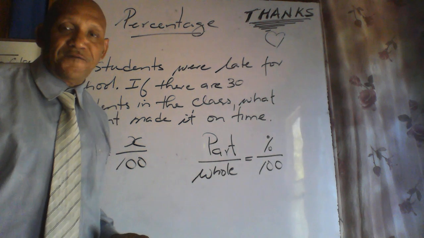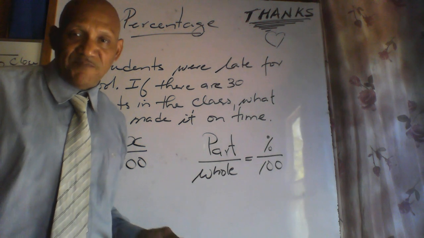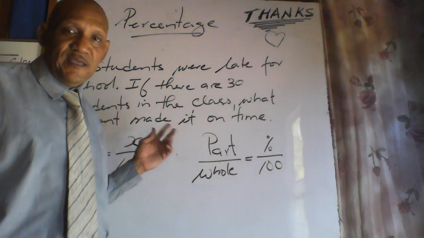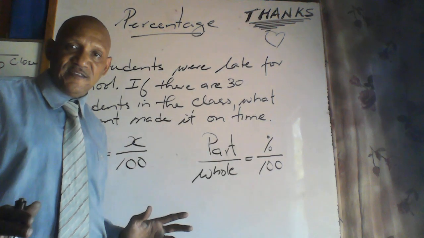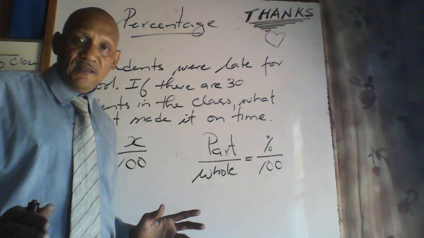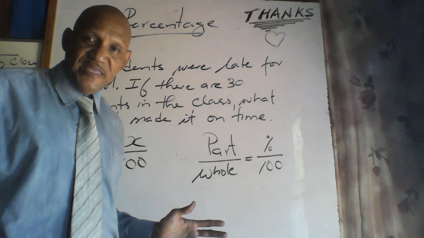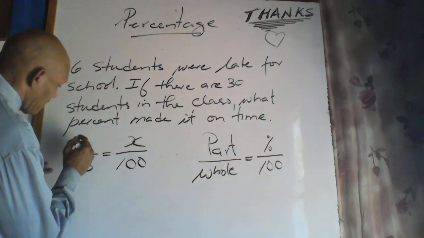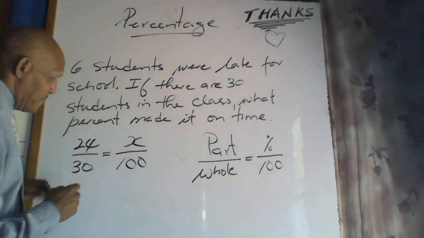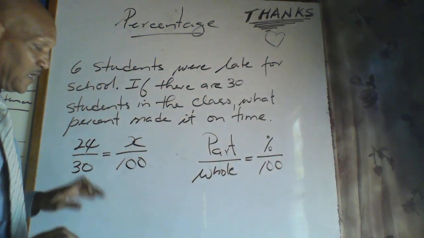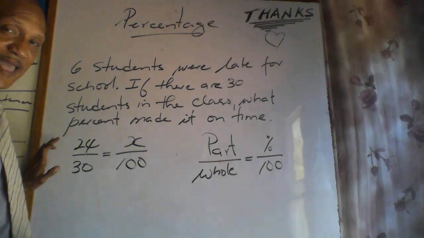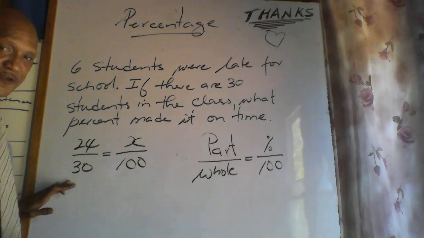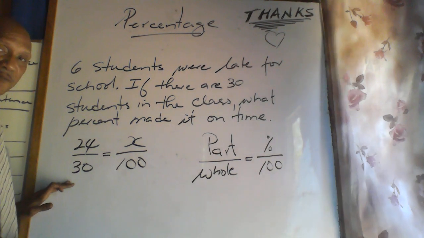So first you have to figure out how many students made it. If 6 were late, there's a total of 30 students, 24 made it on time. 6 were late, so 24 made it on time. We're trying to find out the percent that made it on time. 24 out of 30 made it on time.